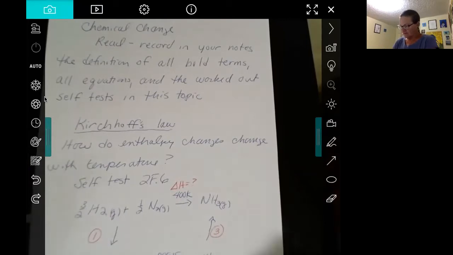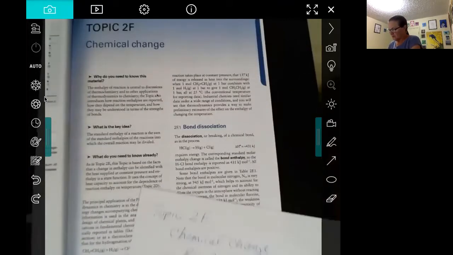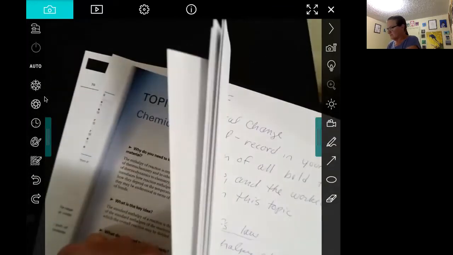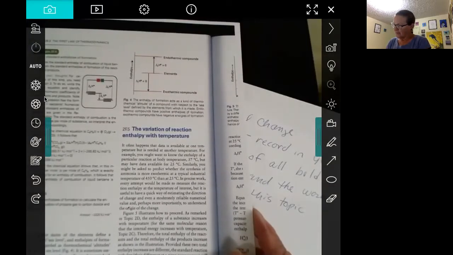The only thing I want to talk about is the very last section, because it's a new idea and you won't have seen it before, and that is, how does a reaction enthalpy change with temperature?